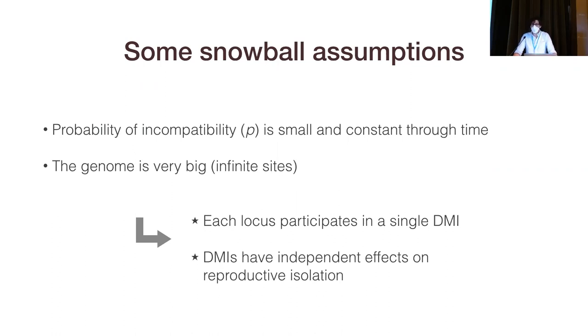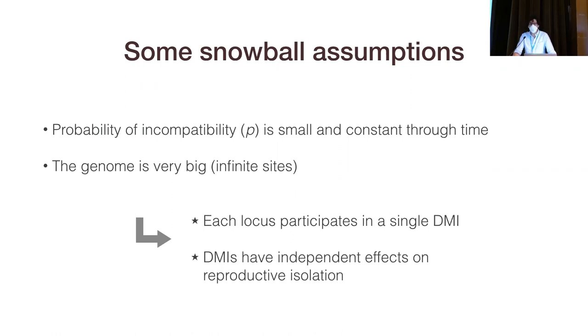The main thing is the probability of incompatibility P is very, very small, and it's constant through time, and that the genome is very big. That is, essentially, it's an infinite sites model. There are a couple of corollaries that stem from those assumptions.